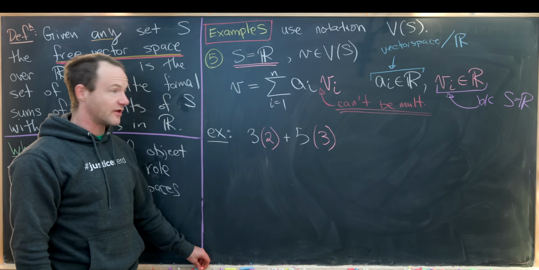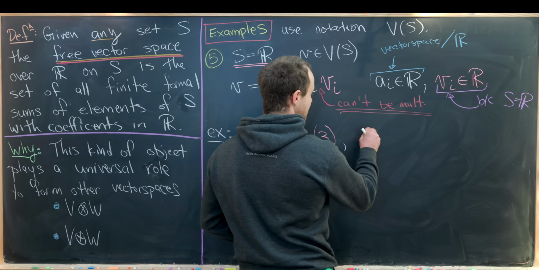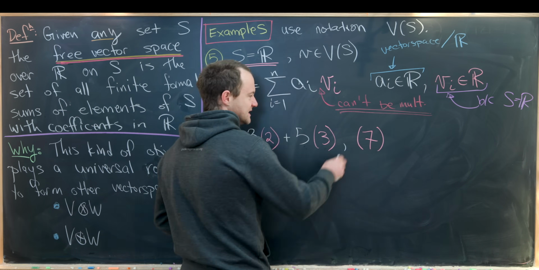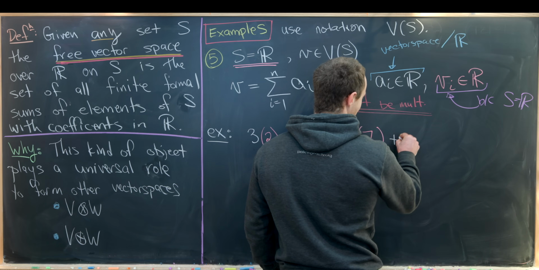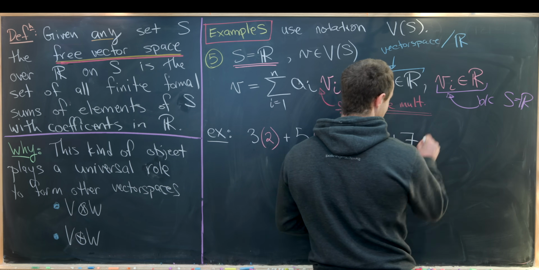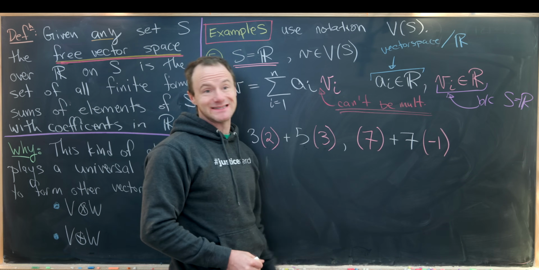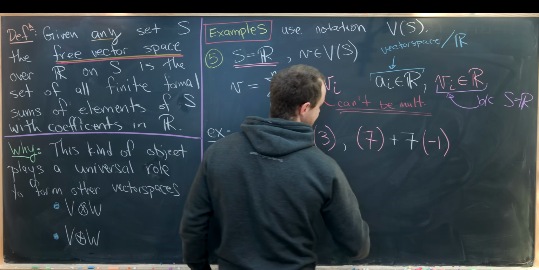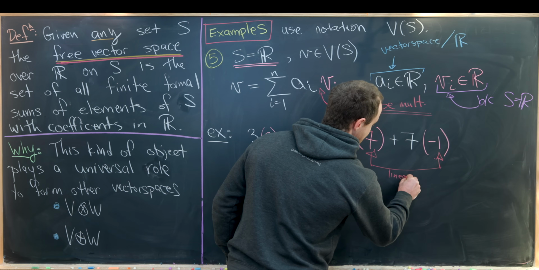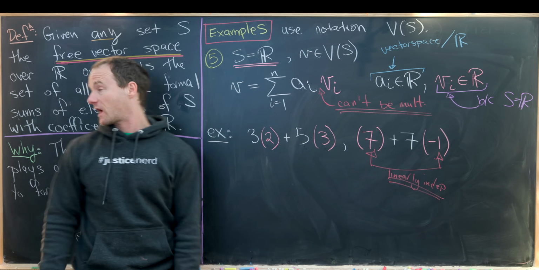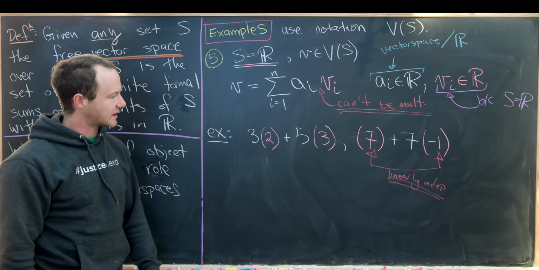Okay, so let's look at maybe another example, which is a little more unnerving. And that would be something like this. Let's take 7. So that means it has the coefficient 1 if I don't write anything down there. And then let's add that to 7 times the vector minus 1. So again, this does not simplify because this 7 and this minus 1 are seen to be linearly independent. That's again what I mean by these formal sums over here. These guys are totally different objects.